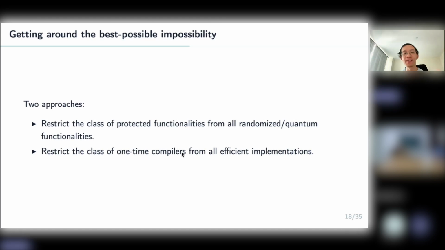However, for the rest of the talk, I want to actually focus on the other approach, which is that rather than considering all possible efficient one-time compilers, we can maybe achieve something when we only restrict to considering a subclass of one-time compilers.